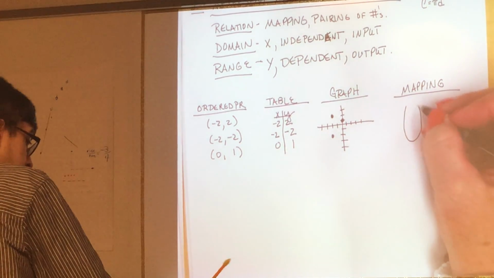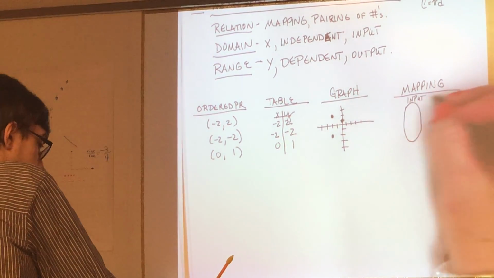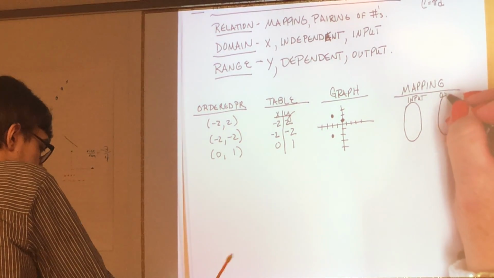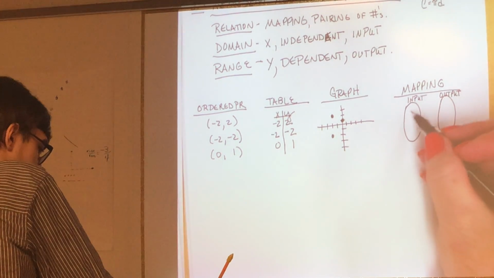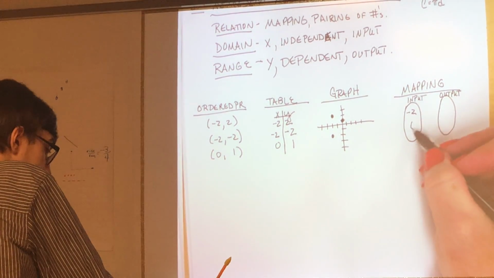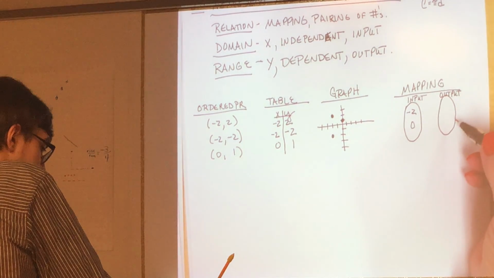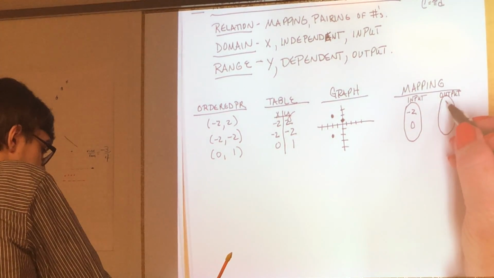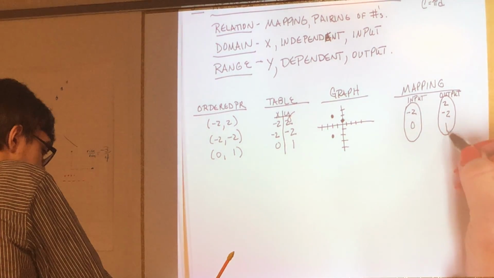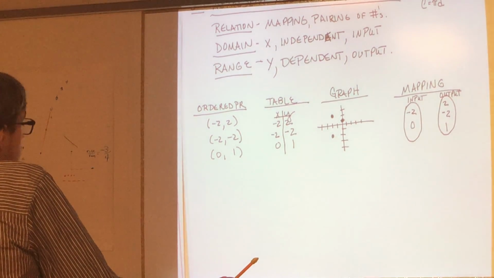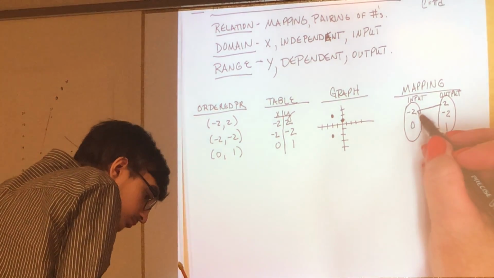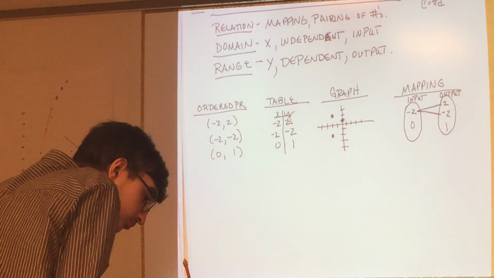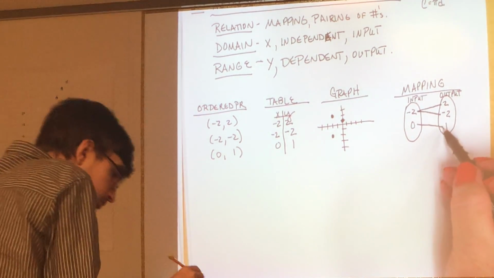So it's where you have the 2 circles, and this is the input, and this is the output. Okay? My input is my domain, so it is the numbers -2 and 0. My output is the range, so it contains 2, -2, and 1. And then the mapping is actually what shows you who goes with what. Like -2 is mapped to 2. And -2 is mapped to -2. 0 is mapped to 1. I think we've done this before.